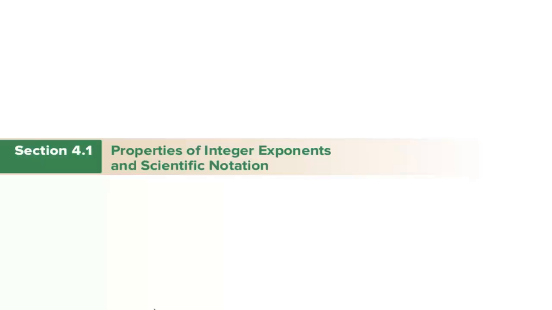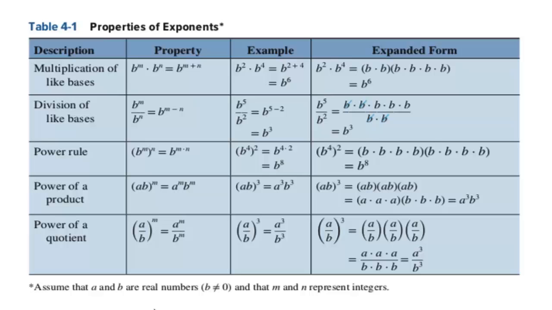Okay, let's talk about exponents and scientific notation. This is a quick review of the laws of exponents. If I multiply two quantities that have the same base, I add the exponents. If I divide, I subtract the exponents. If I raise a power to another power, I multiply the exponents. If I raise a product to an exponent, I distribute that exponent to both factors. And if I have a quotient raised to a power, I can distribute the exponent to the numerator and the denominator of the fraction.